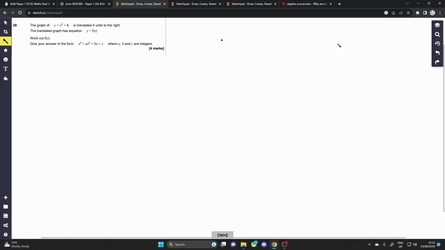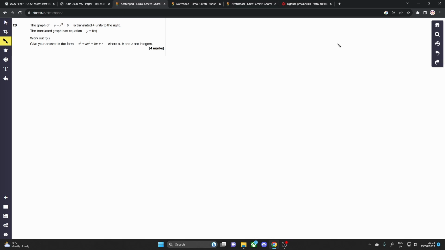Happy? Okay, so this is another question that is this time more about translations than coordinate geometry. So if we read the question here, it says the graph of y equals x cubed plus 6 is translated 4 units to the right. The translated graph has equation y equals f of x, and we want to work out what this f of x is, or what this part is after it's been translated 4 units to the right.